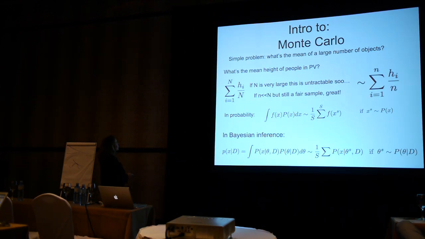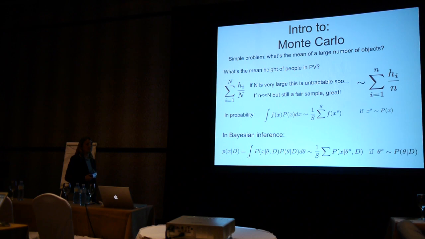But if you can get a fair sample, that is some sample of this big n, where the sample is small but it's a good sample, then I can approximate this by this. And if I choose my sample properly, this is a very good estimator of this quantity. So that's everything there is, the fundamental motivation of doing Monte Carlo.